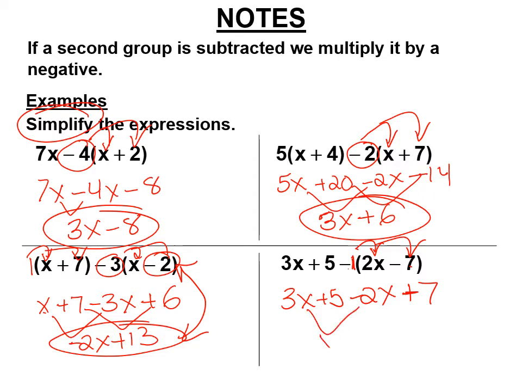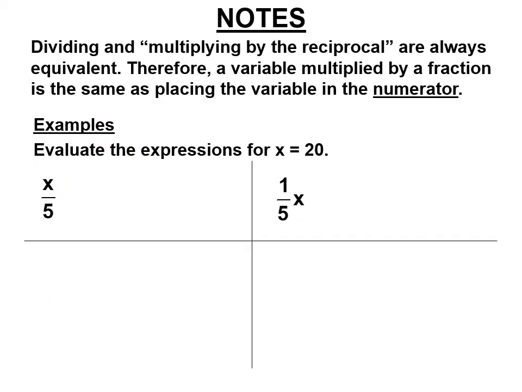3x minus 2x is x, or 1x is x. 5 plus 7 is 12. So that simplifies to x plus 12.